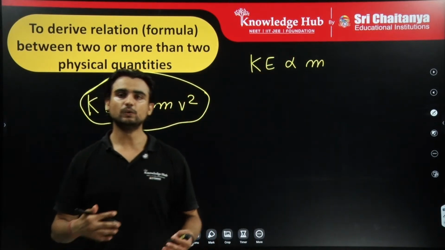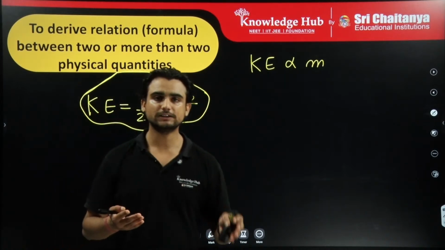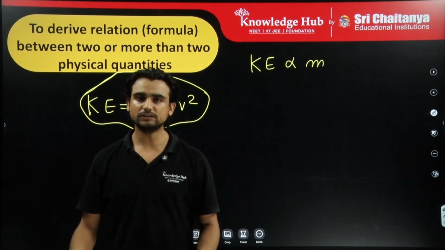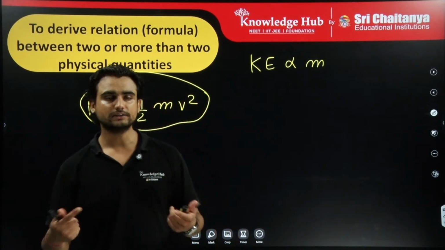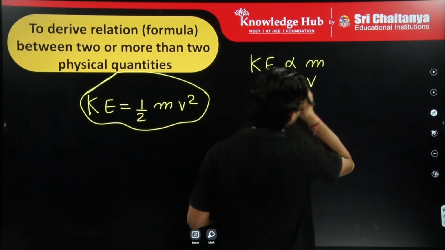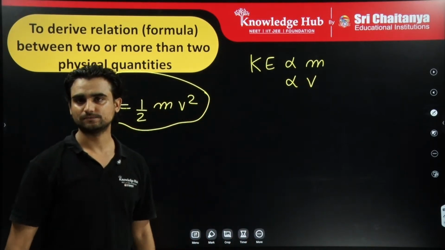Now let's say two trains are moving, one with speed 100 meters per second, the other at 200 meters per second. Which will have greater kinetic energy? Obviously the train with greater speed. So I can also say that kinetic energy is proportional to velocity, right? So this is by intuition or by logic that we can say this.